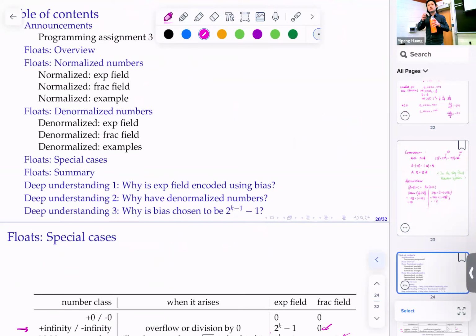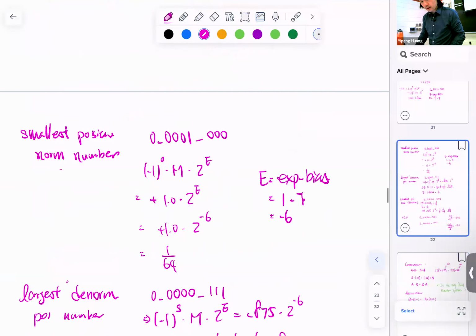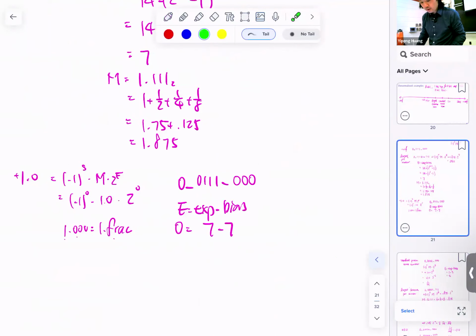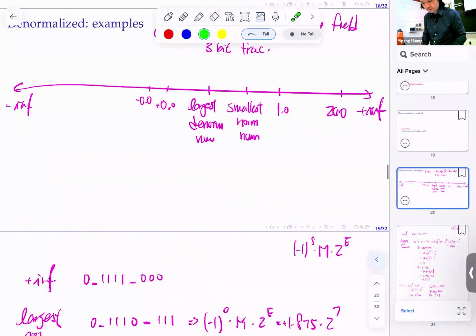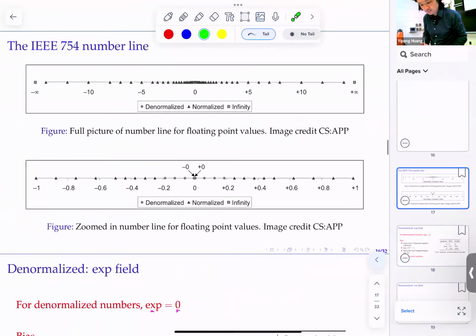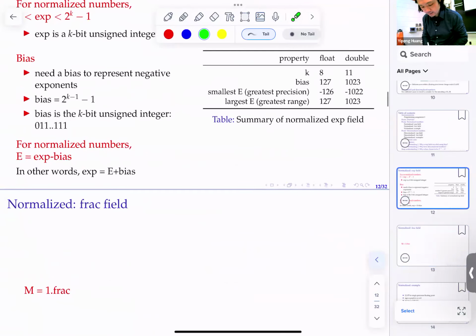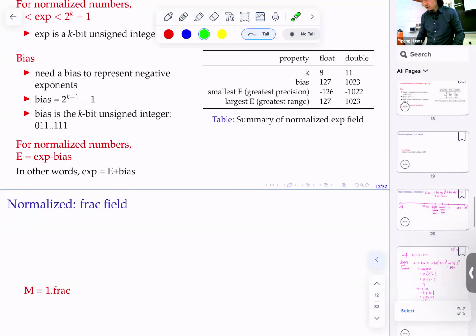Yeah. Just to be clear, the bias setting is the same? So in all floating point number systems, yes, the definition of the bias is going to be this rule here, right? And for both denorm and for normalized, the definition of bias is the same. Yes? Good, okay, good question.